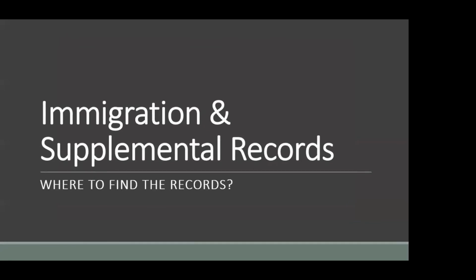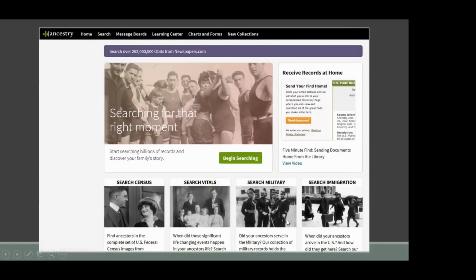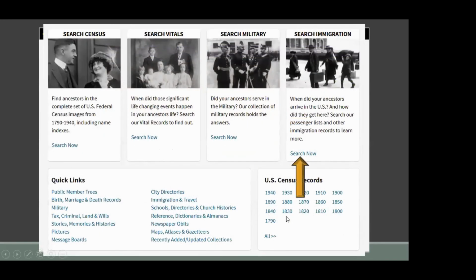So where can we find these immigration and supplemental records? Where do we have to search? Besides the books I've shown you throughout the lecture today, there are other places to look. One of those places is Ancestry. So when you're at the Ancestry site, you can search immigration, or if you go all the way down on the first page under the quick links, they also have a link to immigration and travel.